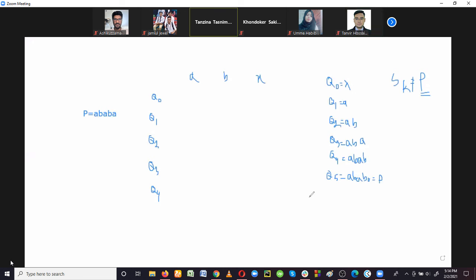So these are our different states from Q0 to Q5. Now we can test the characters from the text. There can be three types of characters: one is A, another is B, and another is any character which is not A or B. Madam, here can I write all the X into Q0? Yeah, you can write it.